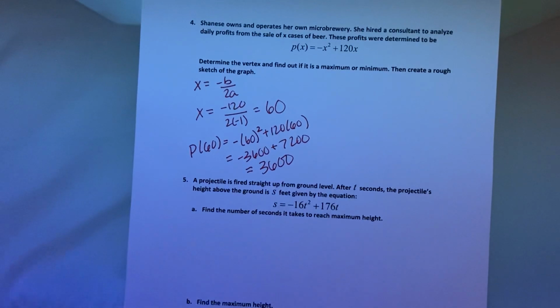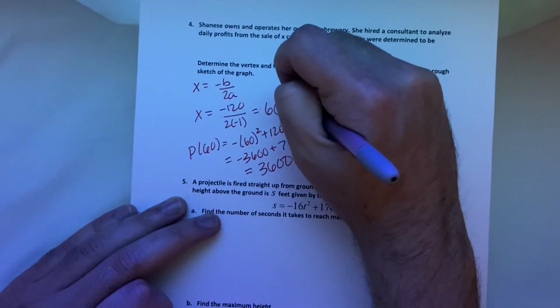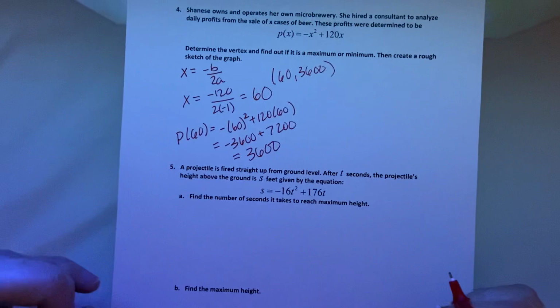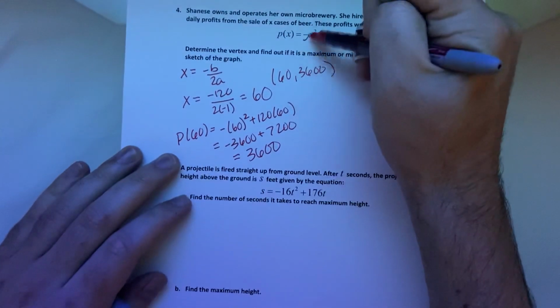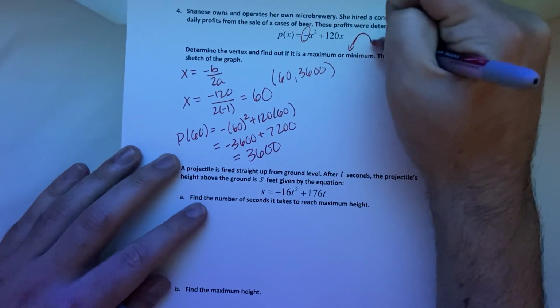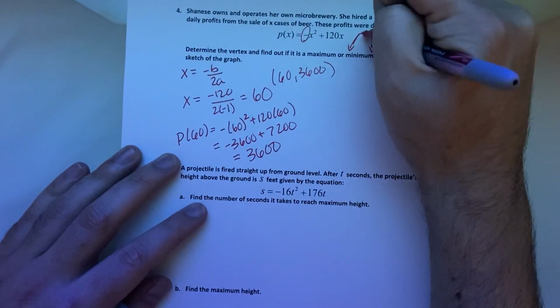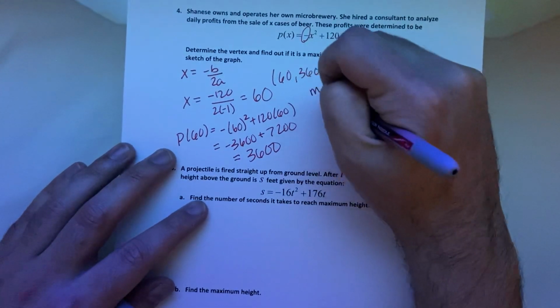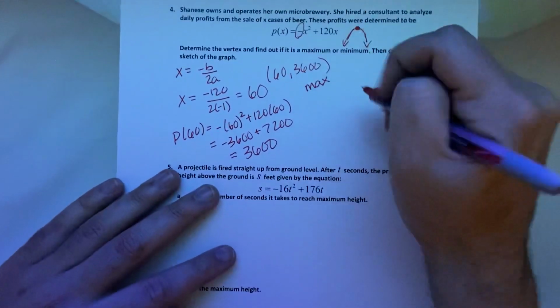So her daily profit for selling 60 cases of beer is $3,600. If she makes that every day, she's going to make over $1 million a year, which is a nice profit. Okay, so we have the point 60, 3,600. How do you determine if it's a max or min? Because it's negative, we know it's a downward-facing parabola, and downward-facing parabolas have to have a maximum and not a minimum because they go down forever on the sides. It's a max.